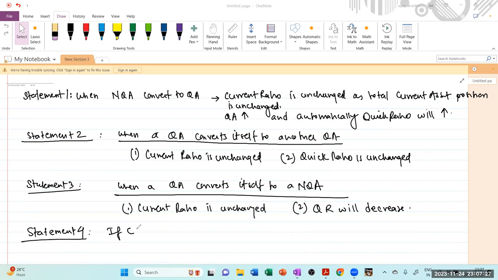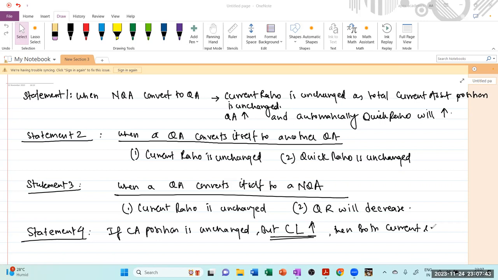Statement number 4. If current asset position is unchanged, but current liabilities increase, then both current ratio and acid test ratio will decrease. Why? Because the numerator is unchanged in this situation.